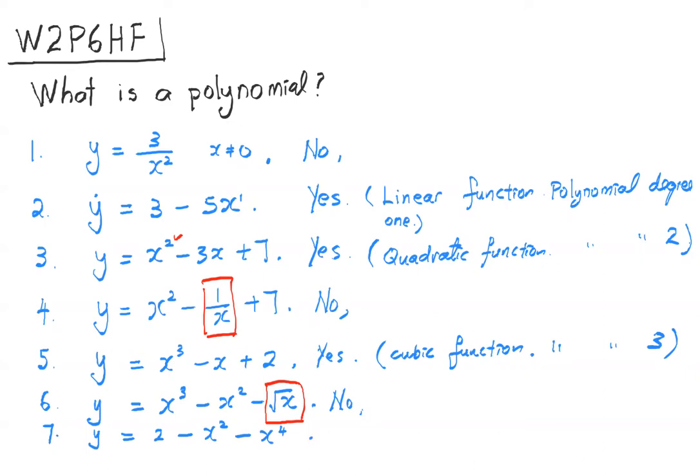It's a yes. And this polynomial, we call it quartic. Yes. Quartic function. And we call it polynomial of degree 4 because the highest degree of the term is 4. Are you okay? So now, can you tell me what is a polynomial?